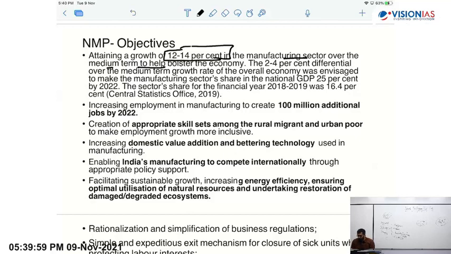Now this was the goal: the manufacturing sector's contribution to national GDP should be 25% by 2022. In 2018-19 it was 16.4%. It ranges between 16 to 17%. This is our goal. This can be asked in the prelims, that the National Manufacturing Policy set a goal for manufacturing.